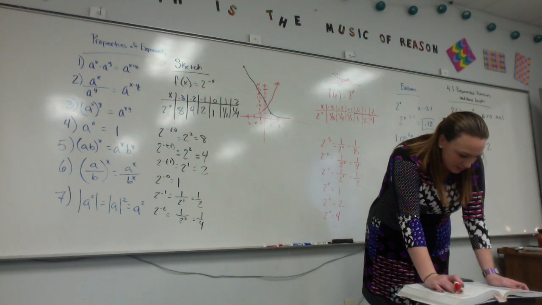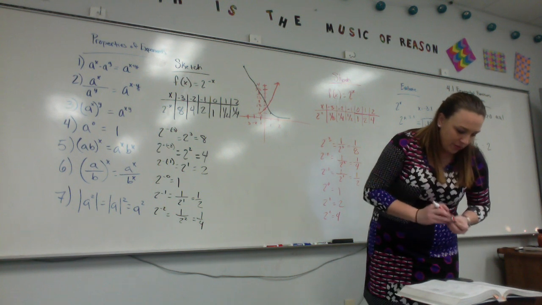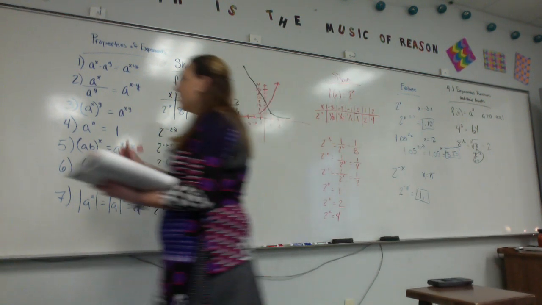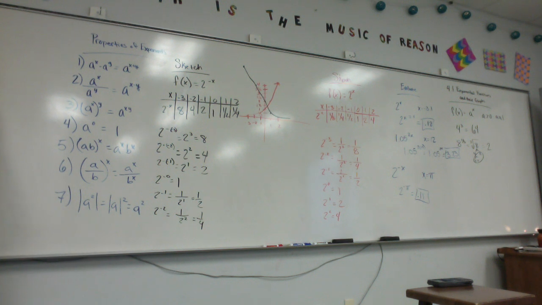We get back into graphing some stuff, and we need to talk about what makes our graphs shift. If I have f of x equals 3x plus 1, what does that plus 1 do to my graph? Is it with the x or by itself? It's with my x, so it's not going to shift up and down, it's going to shift left and right.